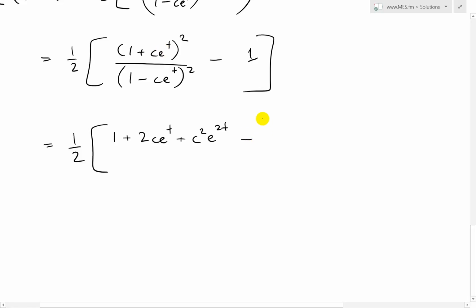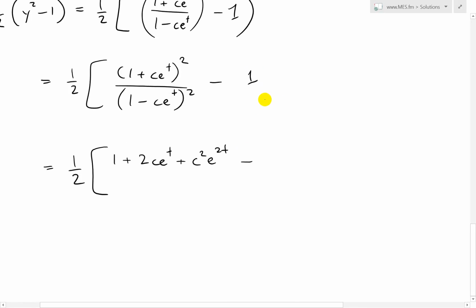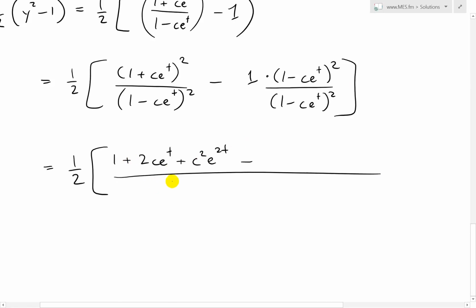And then what we subtract here is, well, again, we're multiplying here. Just to make it a bit more visible, multiply the top and bottom by 1 minus c e to the t all squared. So we're not changing anything, it's still 1. So what we have now is the common denominator, which is 1 minus c e to the t squared. And now what we'll do right here is expand this out.